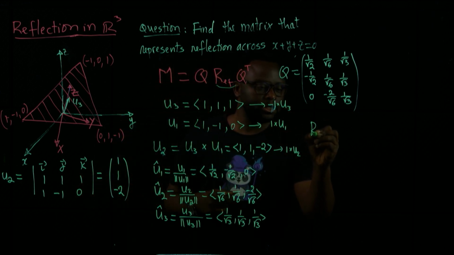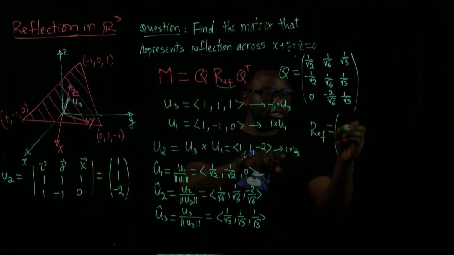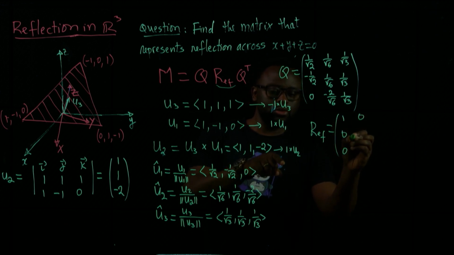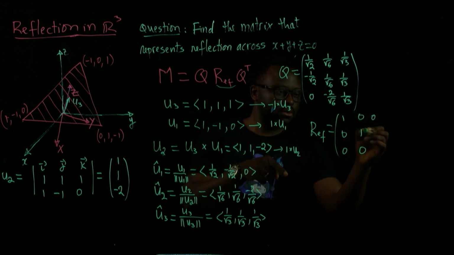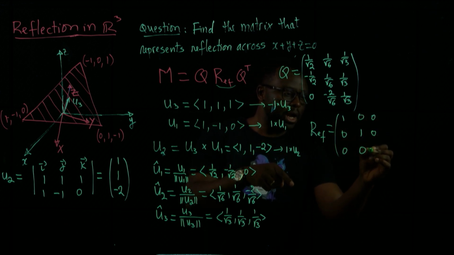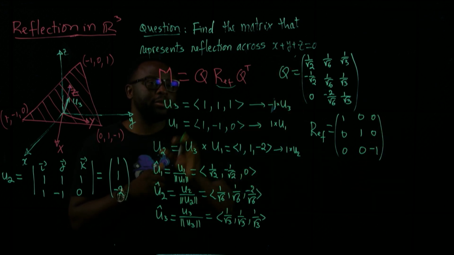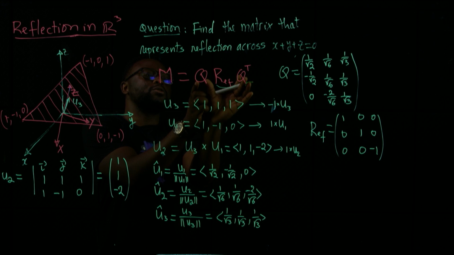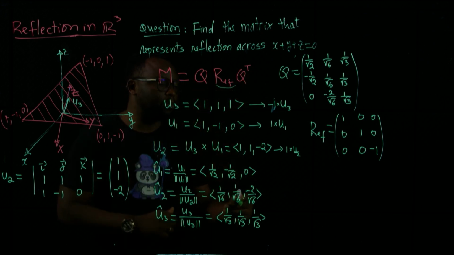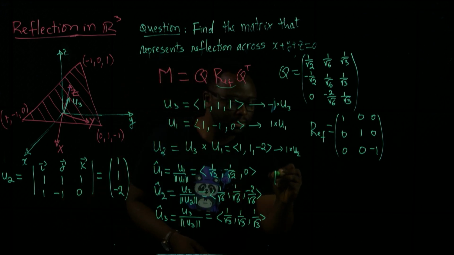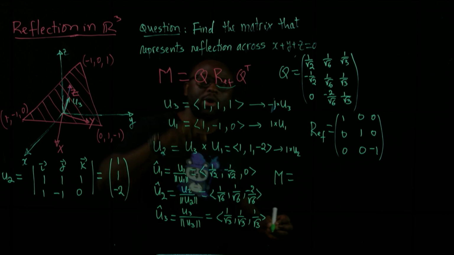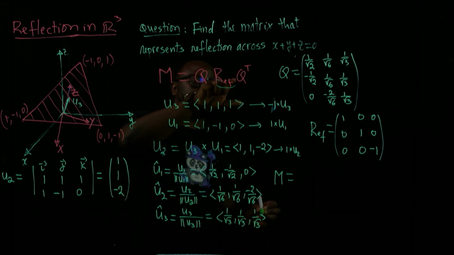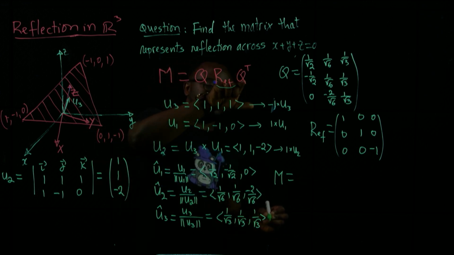We have this reflection matrix. u1 is 1, 0, 0. u2 is also 1. So the eigenvalues are 1, 1 and minus 1. Okay? We have the reflection matrix. We have the orthogonal matrix. We just have to use this formula. Making use of this formula, we obtain M. The matrix M is equal to Q times the reflection R times Q transpose.